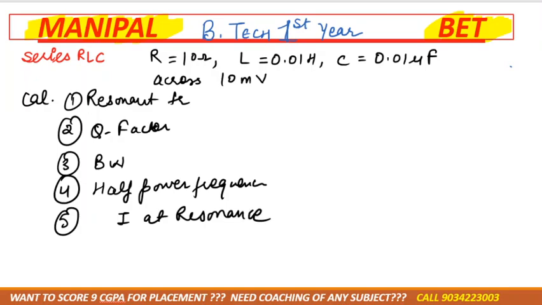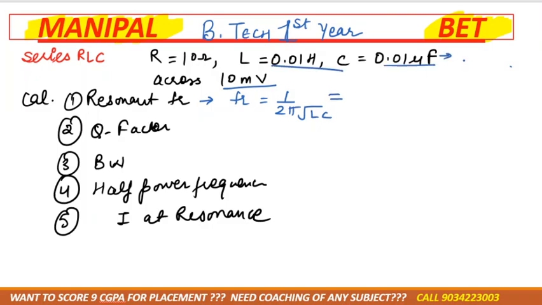Okay, try it. See, this is the question from your paper only, from April 2019. This is the resonance based question. In this they said R, L, C all are given and the voltage is given. First they ask you to calculate resonant frequency. As I told you, the resonant frequency formula, that is 1 by 2 pi root LC, right? We have L, we have C.